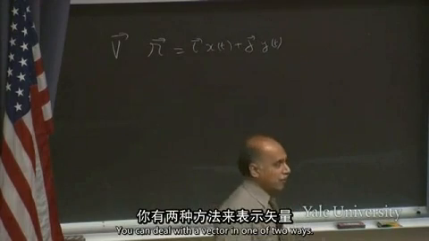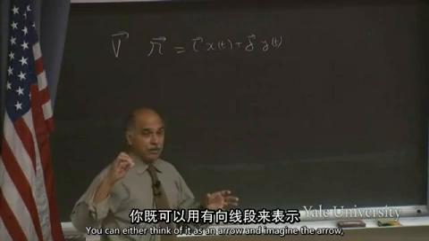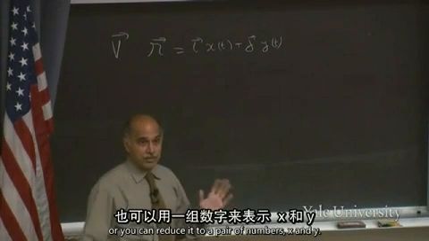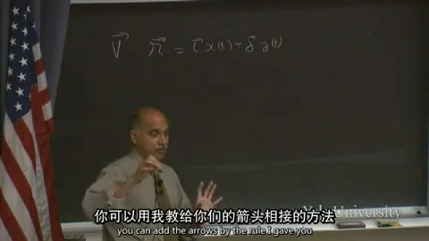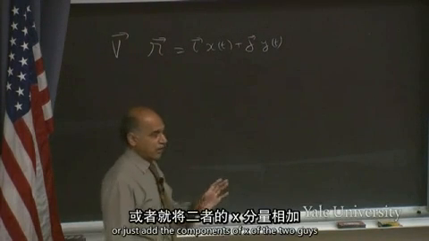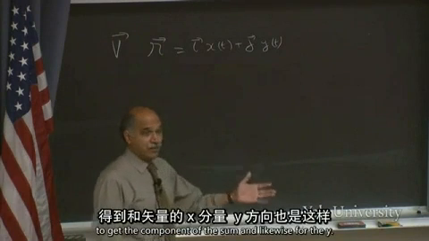And you can deal with the vector in one of 2 ways. You can either think of it as an arrow and imagine the arrow, or you can reduce it to a pair of numbers, x and y. If you want to add 2 vectors, you can add the arrows by the rule I gave you, or just add the components x of the 2 guys to get the component of the sum, and likewise for the y.